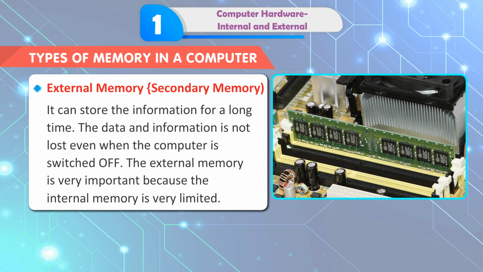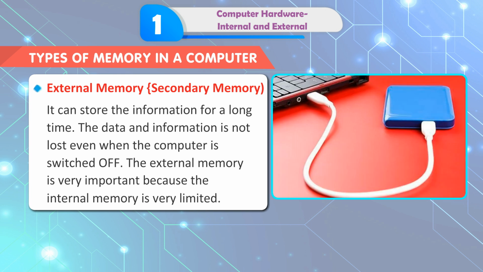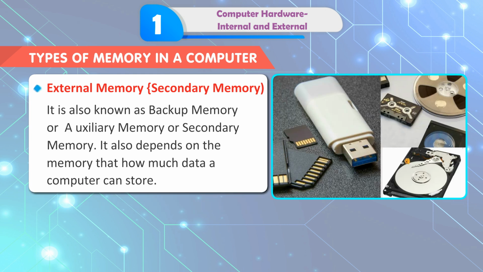External memory, secondary memory. It can store the information for a long time. The data and information is not lost even when the computer is switched off. The external memory is very important because the internal memory is very limited. It is also known as backup memory or auxiliary memory. It also depends on the memory how much data a computer can store.